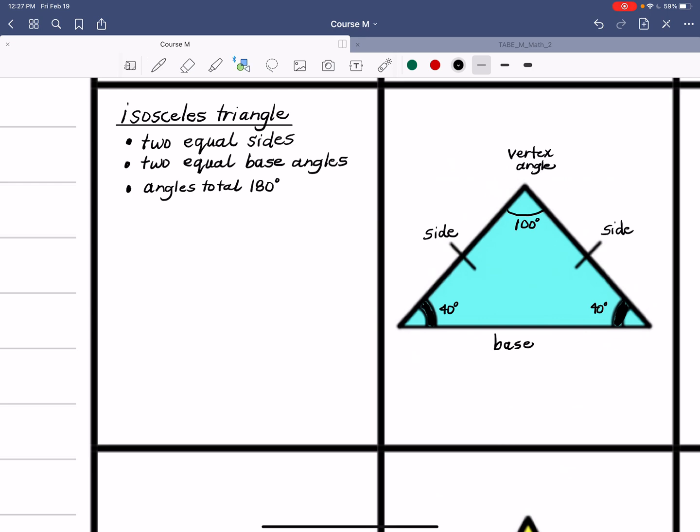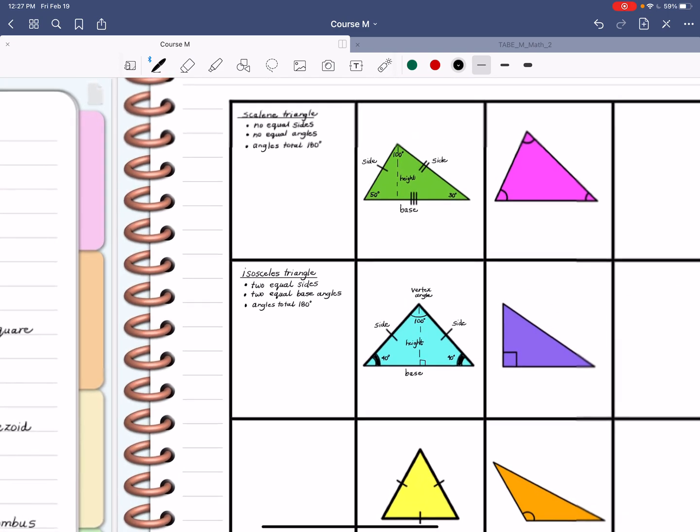To measure its height, you want to go right down this way. Height always needs to be a 90-degree measurement, a 90-degree angle, perpendicular to the base. So here's the height, and we've labeled the base and the sides. That is an isosceles triangle. Compare that one to the scalene.